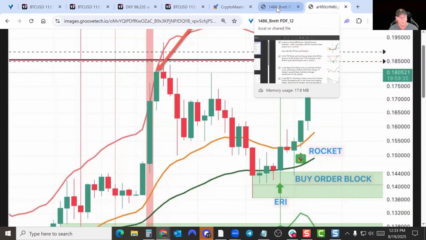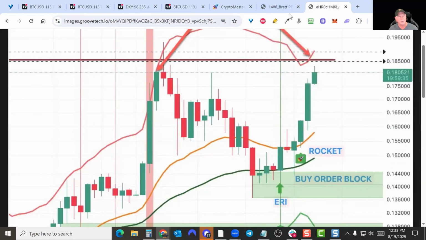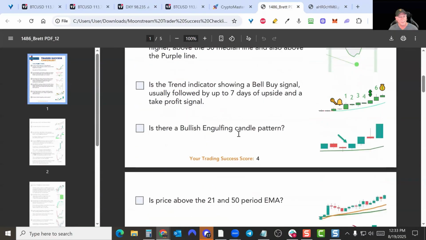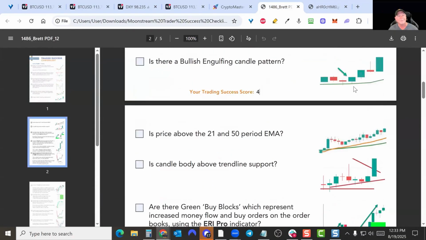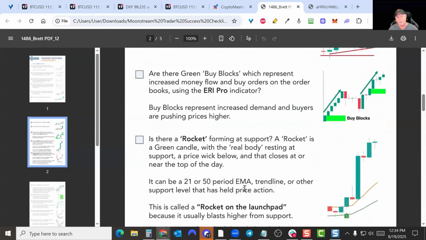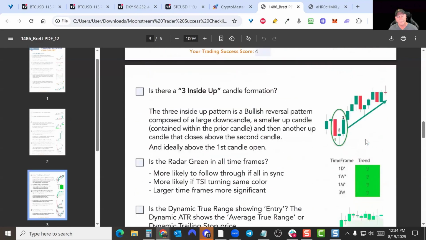Back to the example here, we can see the buyers are down here. We'll skip this one here. You also have normal charting patterns like bullish engulfing candles above the trend lines. For this training, I'm going to stick to what we're doing with our own indicators. Part of the ERI Pro, by the way, are these light green buy blocks. That's kind of a new addition. That shows money flow, and that also signifies increased demand from buyers. We don't have that right now, but I wanted to mention it.